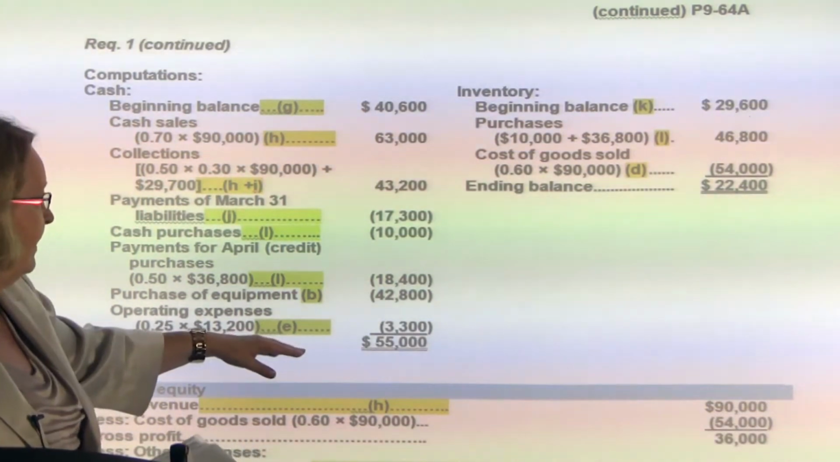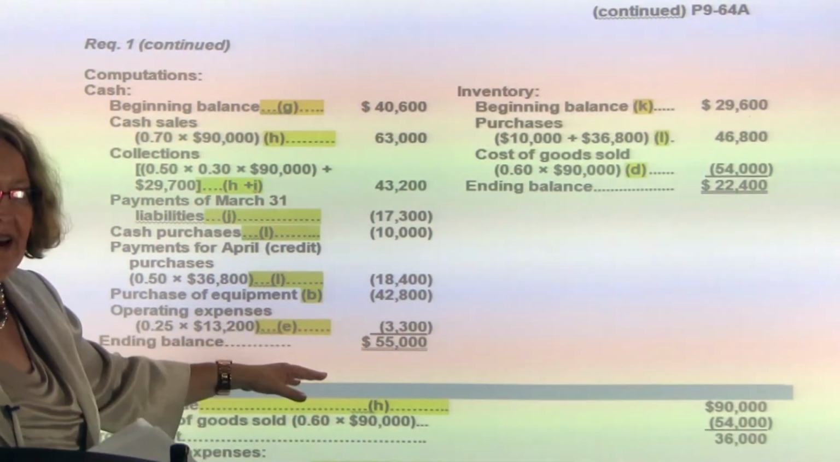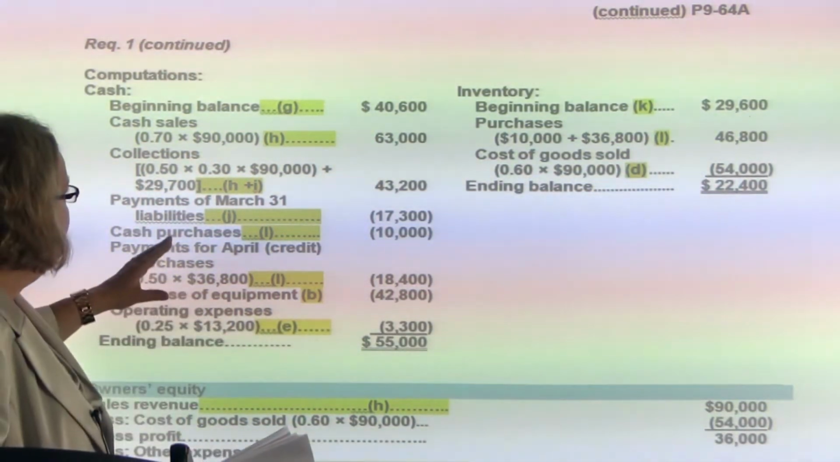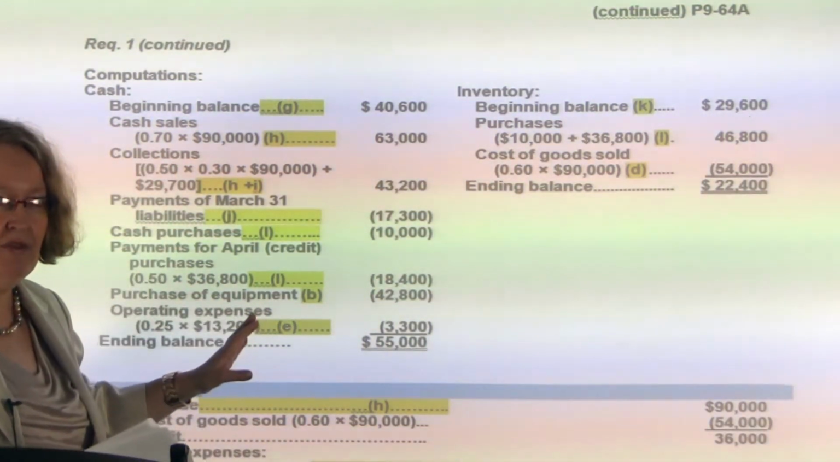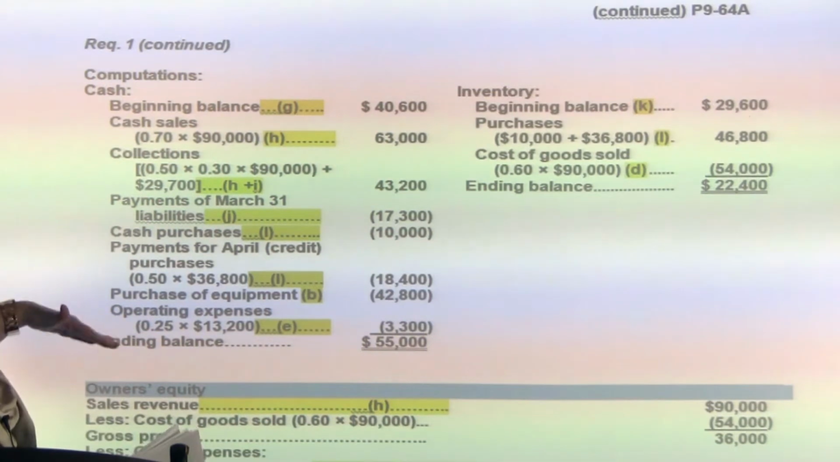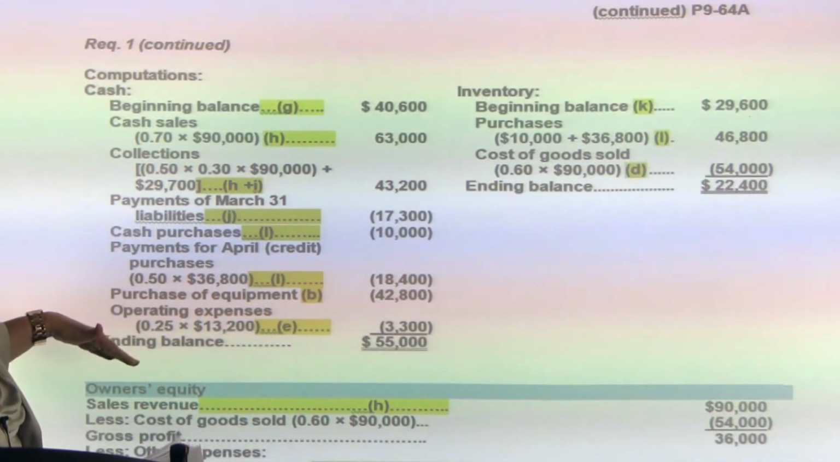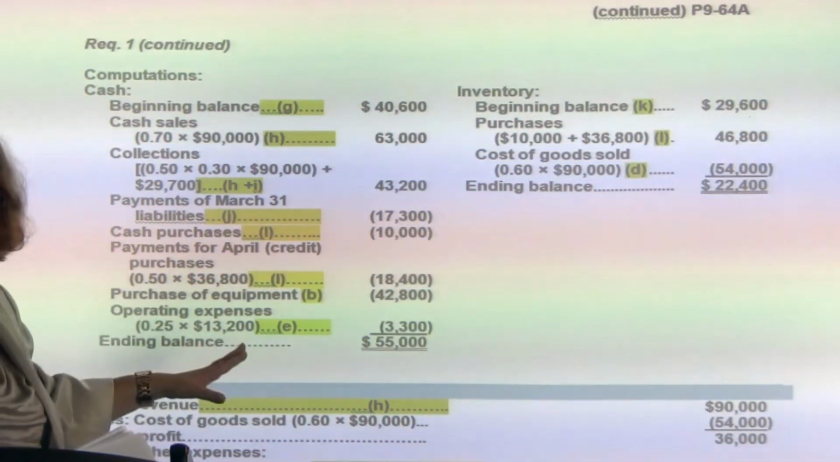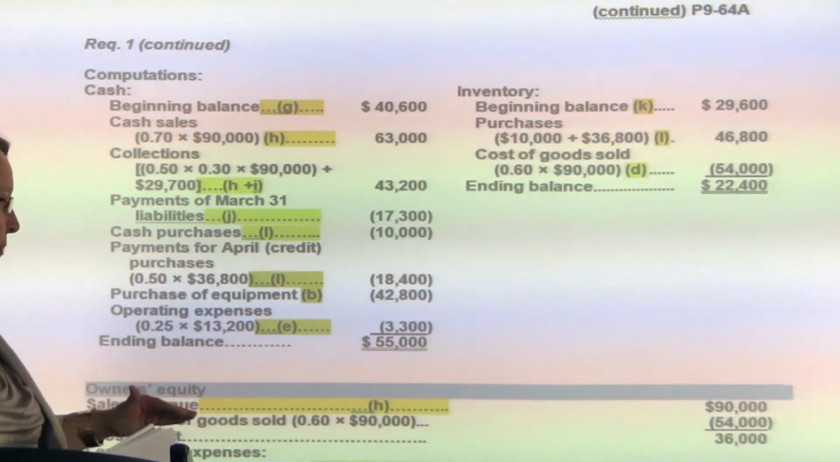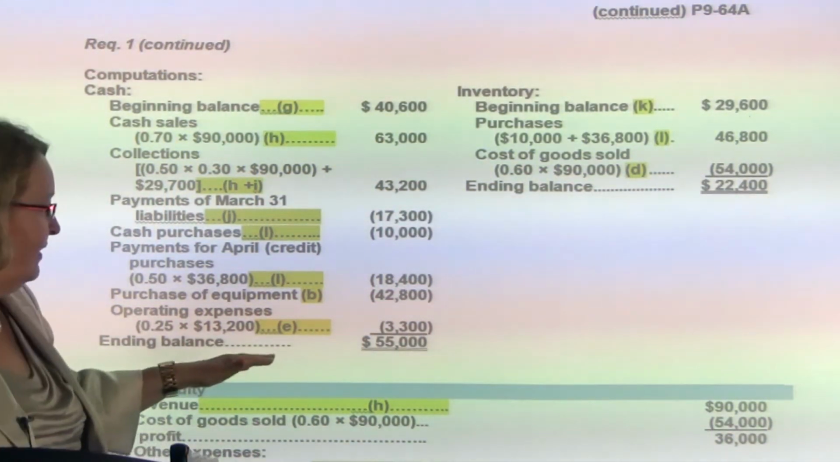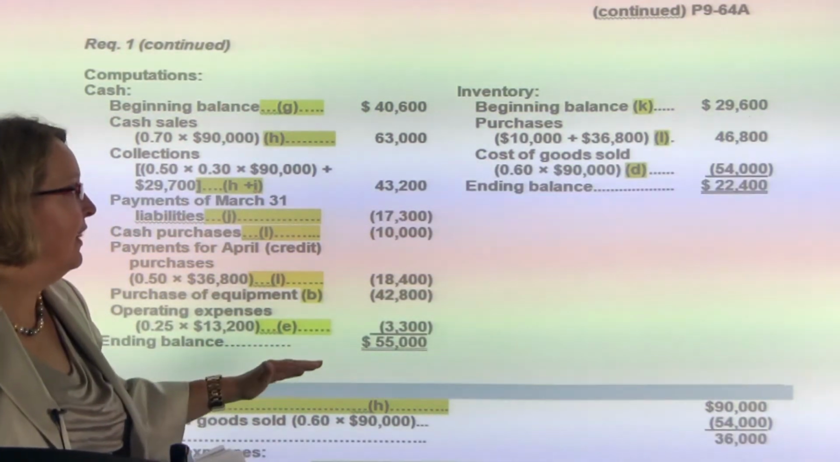So your ending balance in cash is $55,000. It doesn't matter what order you put this in. If you just want to go down through sequentially and look for which items affect cash, as long as you're including all of the items that are either increasing or decreasing cash, that's all that matters. So your ending balance for cash is $55,000.